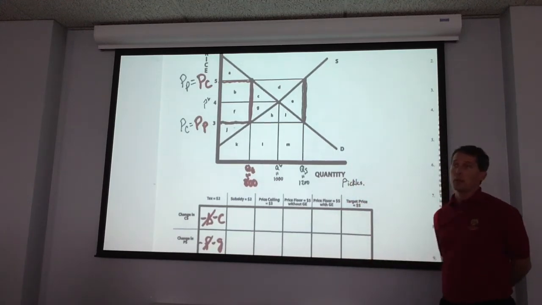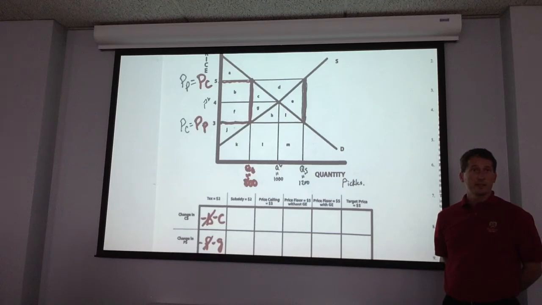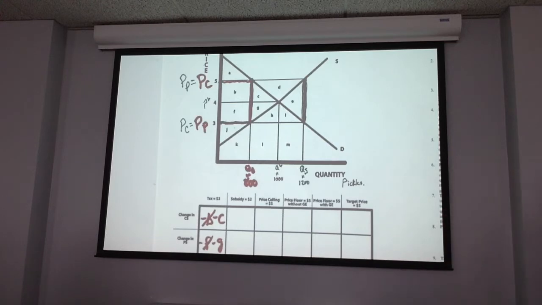I mean, you can do it a couple different ways. You can think about what's the new one and then compare that to the old. Ultimately, I want just the change. F, G, H, and I. Okay? Everybody agree with that? F, G, H, and I.